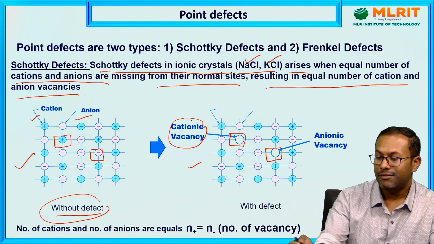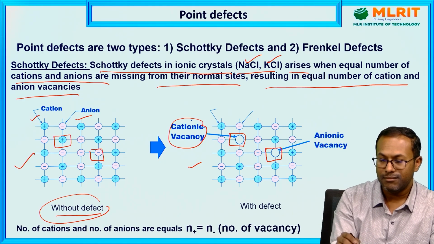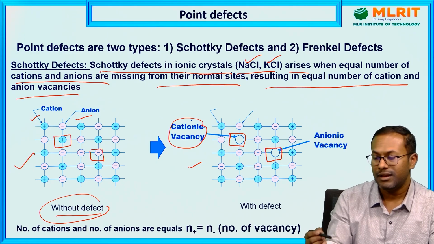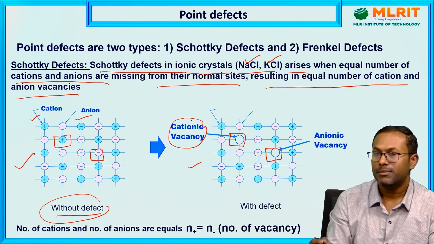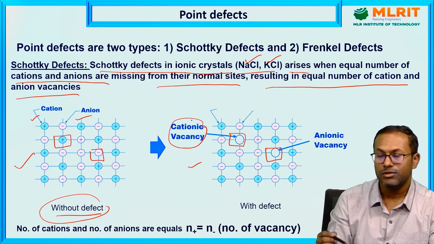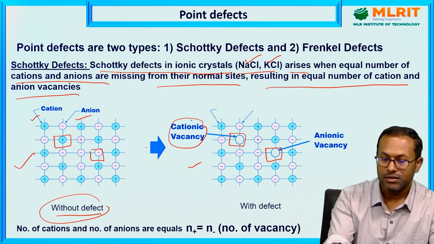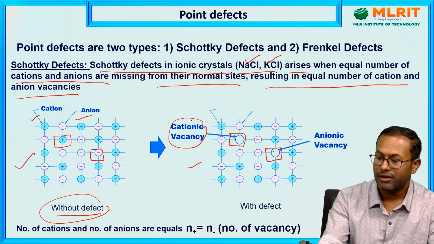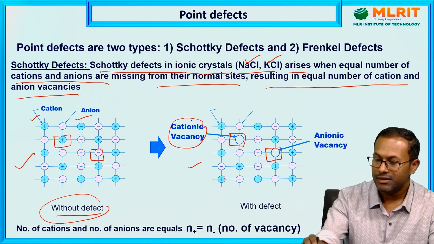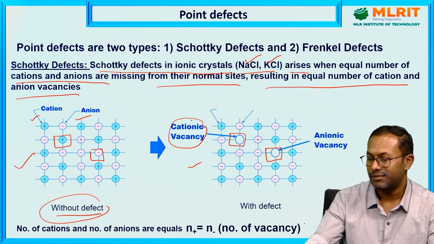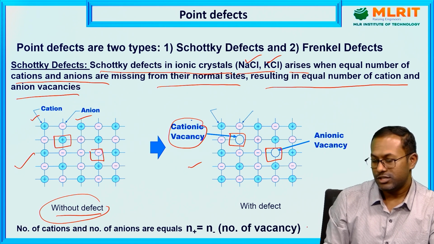So the question is, before defects, what is the number of cations and anions, and after defects, the numbers of cations and anions will be equal. Suppose one cation is missing, and one anion is also missing. So even after the defect, the numbers of cations and anions will be equal. That is called Schottky defect.